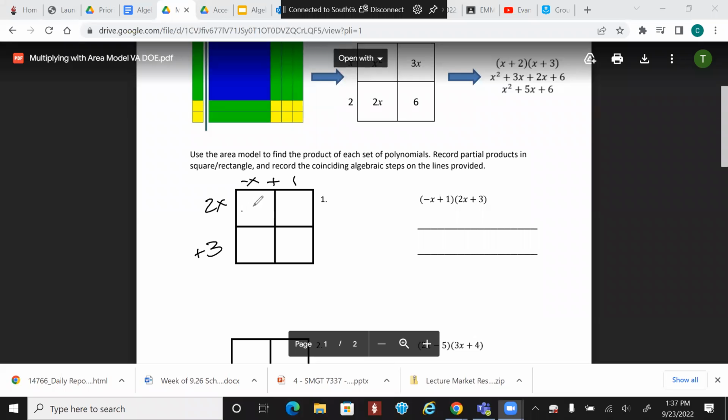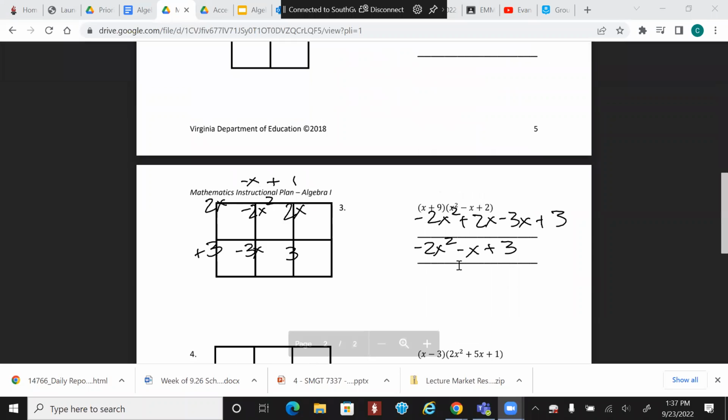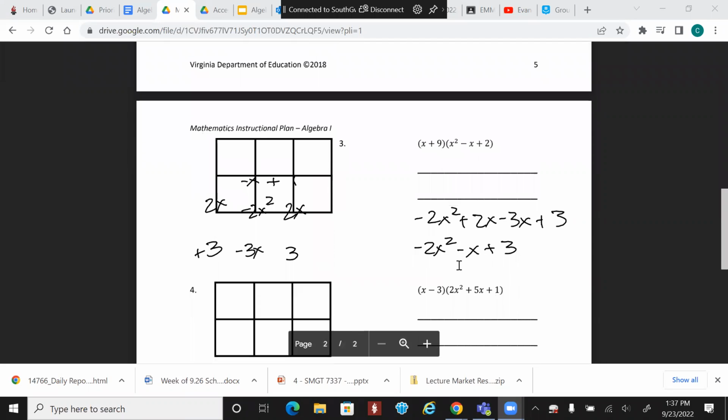When I multiply this, this is going to give me -2x squared, 2x, -3x, and 3. I'm going to take everything, write it out, and then combine my like terms. This is going to give me -2x squared minus x plus 3. Okay. We're going to actually skip down to the next part. We're going to turn to the next page.